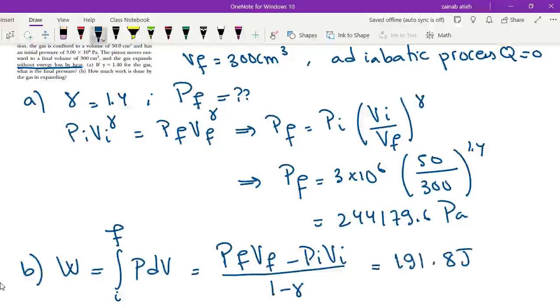191.8 joule. The work in an adiabatic process is either P final V final minus P initial V initial over 1 minus gamma, or it is minus delta U, for sure because Q is 0. In this case delta U equals minus W, so W equals minus delta U, or W equals minus n Cv delta T. But in this case he did not give me the temperature, so I would have to calculate the temperature and calculate Cv, and I already have my P final V final, so I use this formula which is easier. But both of the methods are correct. It depends on the given.